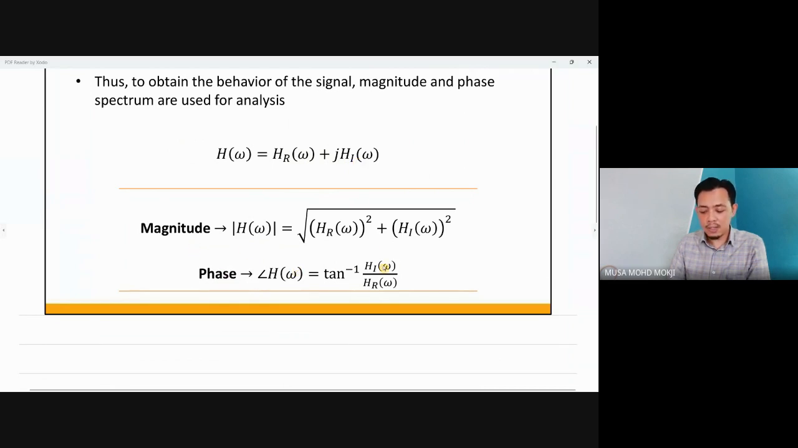And what is phase? Again, this is quite basic math. It's just the tangent inverse of the imaginary divided by real. So you have the imaginary part, look at the real value, and then just do this formula. So we'll get the phase. We get the magnitude, we get the phase. Then we will analyze this later.